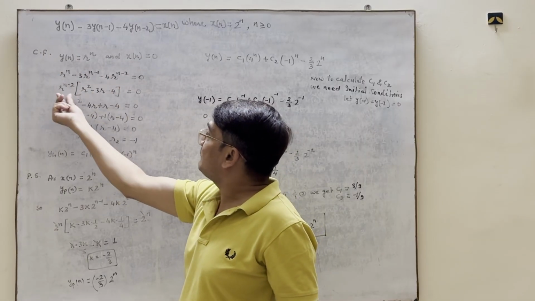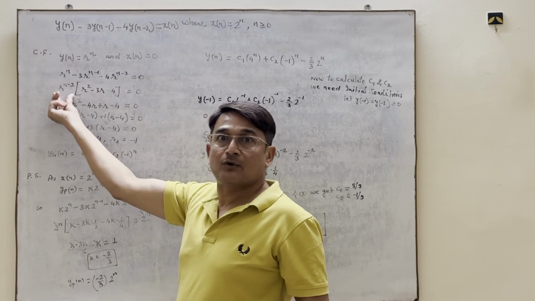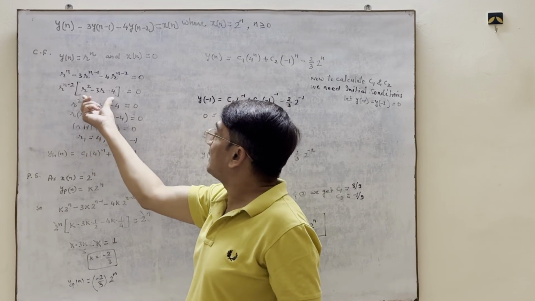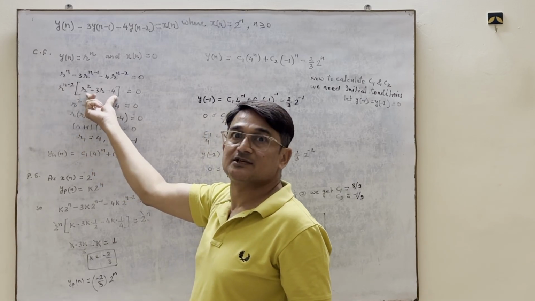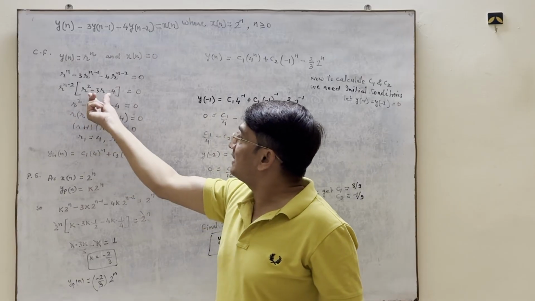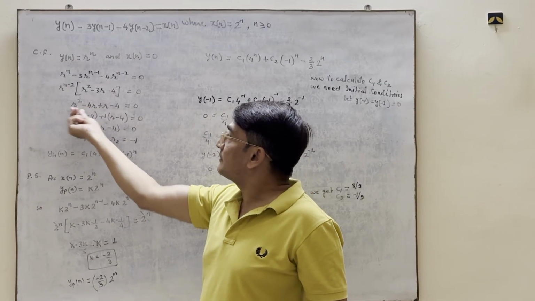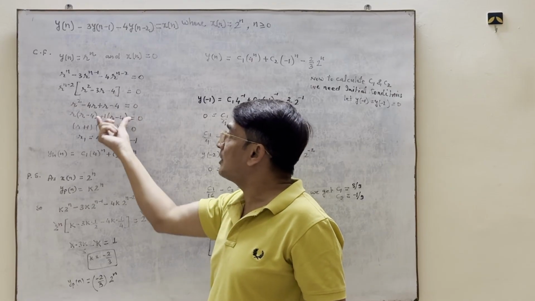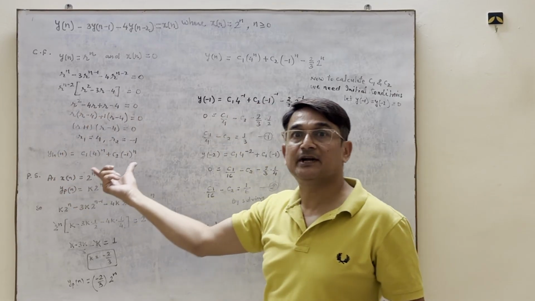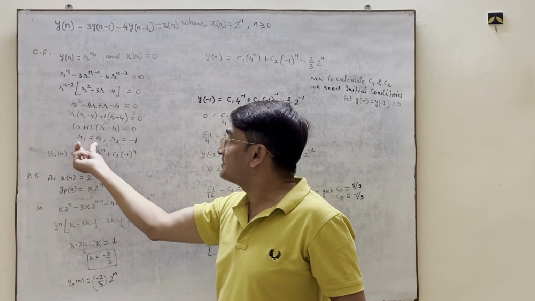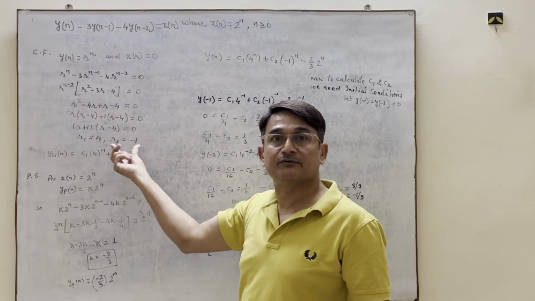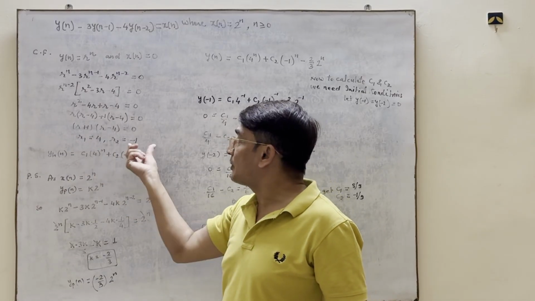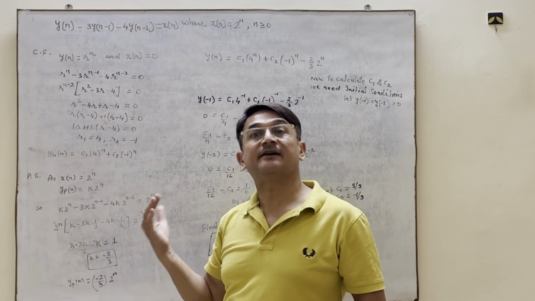Now from this equation we take out r^(n-2), so this will become r^2 - 3r - 4 = 0. This equation can be solved by r^2 - 4r + r - 4 = 0, and so on. This way we can solve this quadratic equation and find the roots, which are r1 = 4 and r2 = -1. So we have got two roots and both the roots are distinct.